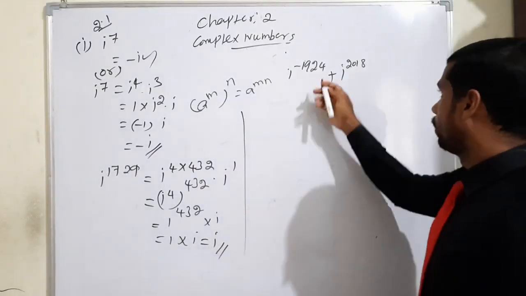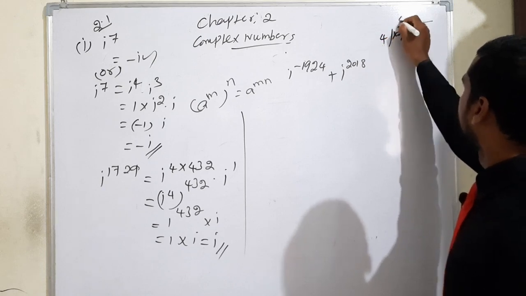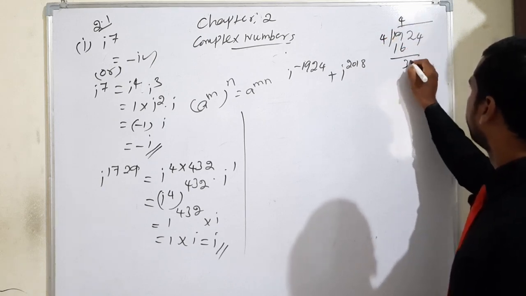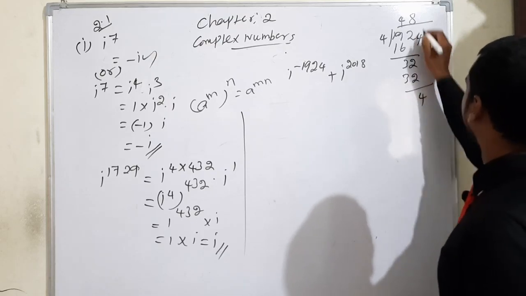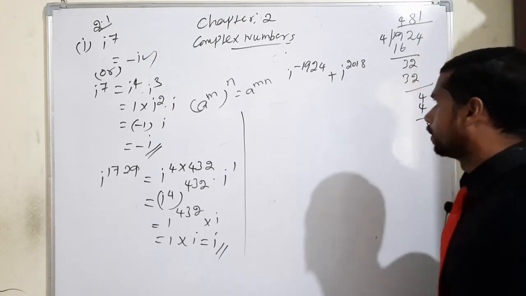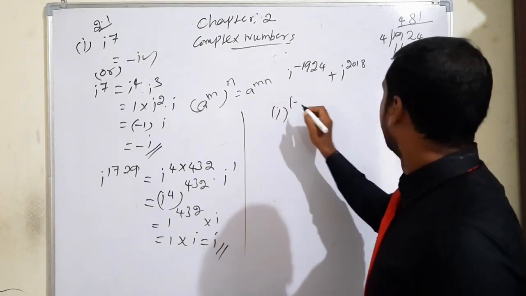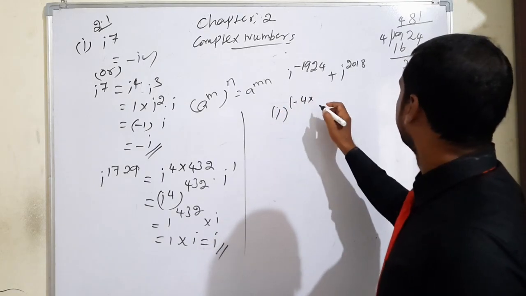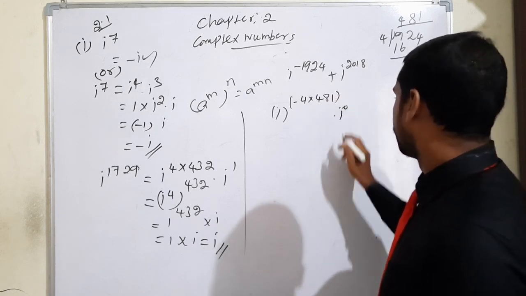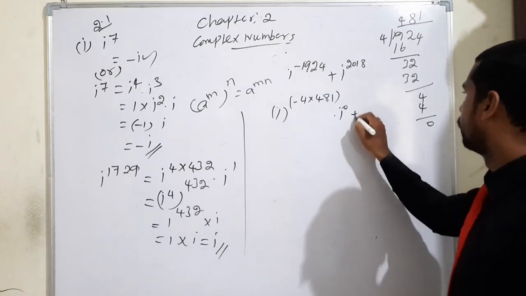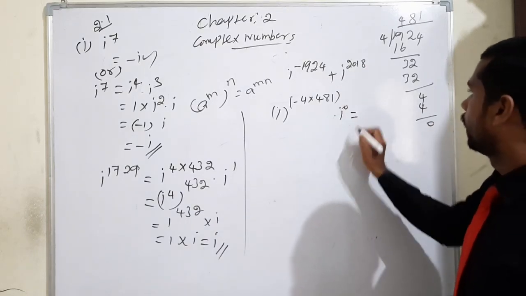So first one by one, i to the power minus 1924, what will happen? 1924 means 4 times: 4 4s are 16, 8 4s are 32, next one 4, 1 4s are 4. So balance 0, isn't it? So balance 0 means i to the power of 4 into 481 times i to the power 0. Anything to the power 0 value will be 1.